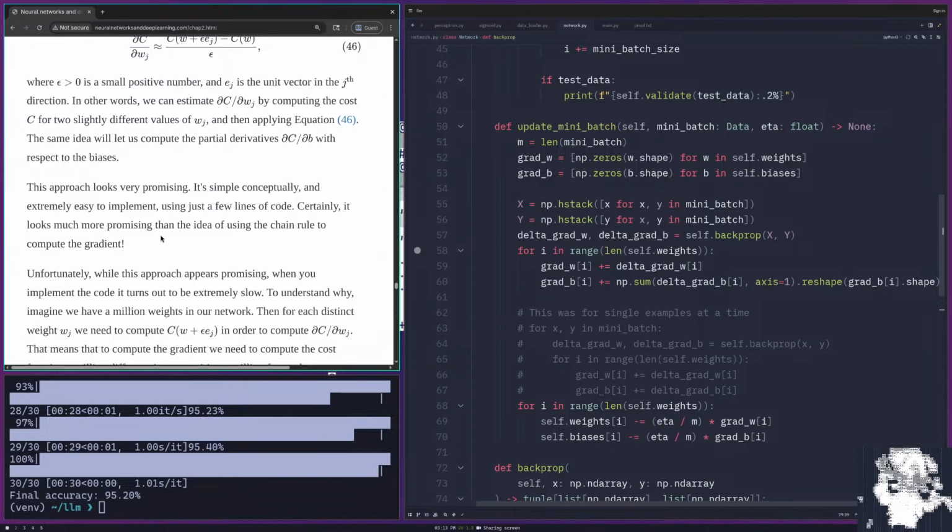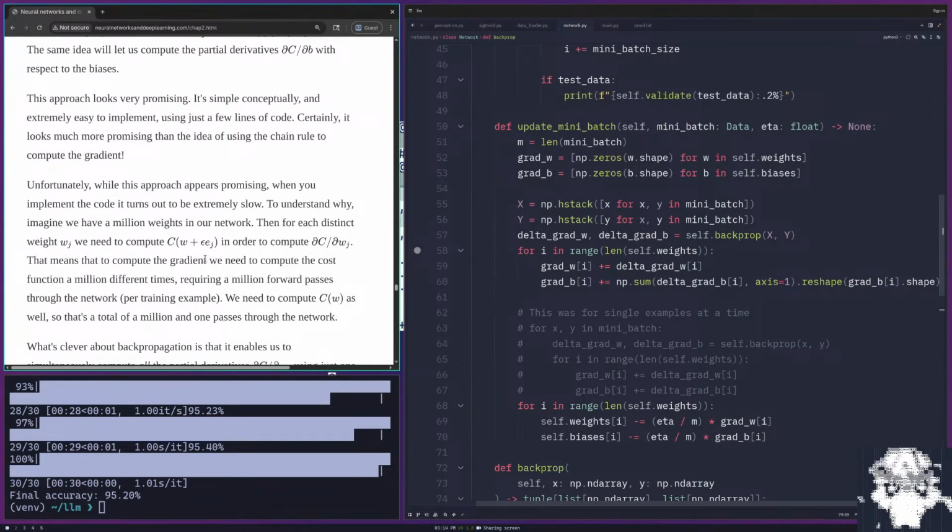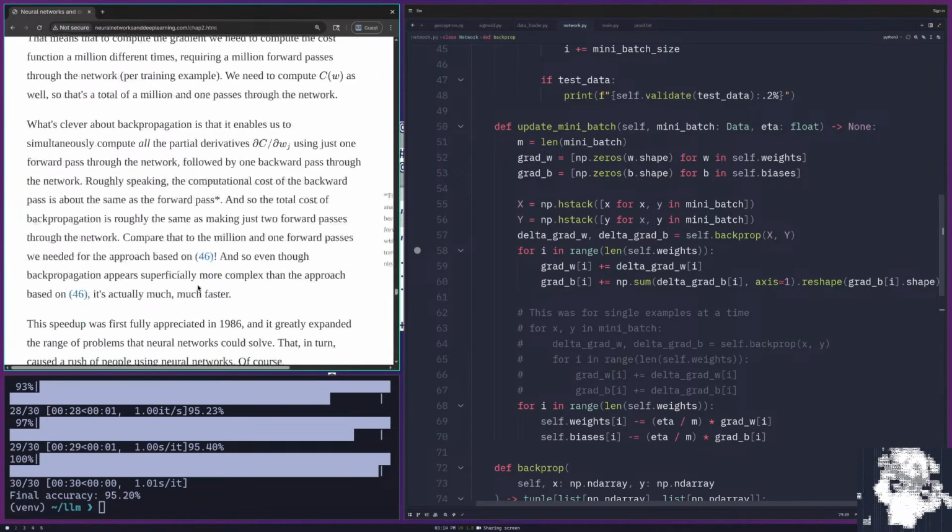To understand why, imagine we have 1,000,000 weights in our network. Then for each distinct weight Wj, we need to compute C of W plus epsilon Ej in order to compute the derivative of C with respect to Wj. That means that to compute the gradient, we need to compute the cost function 1,000,000 different times, requiring 1,000,000 forward passes through the network, per training example. We need to compute C of W as well, so that's a total of 1,000,001 passes through the network.